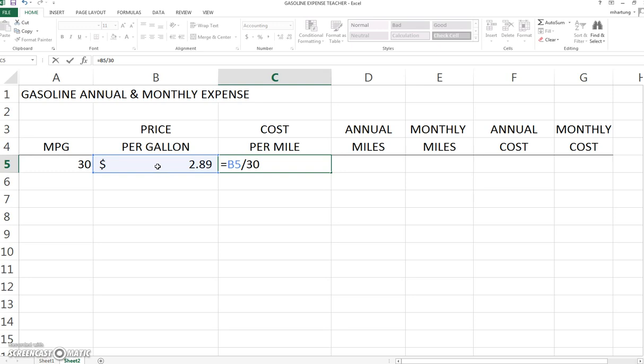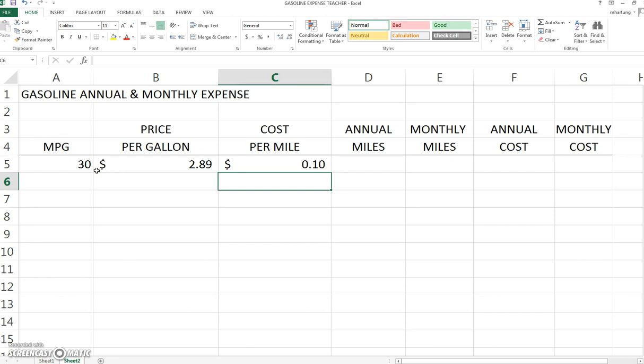The cost to drive 1 mile is your price per gallon divided by the miles per gallon. So on 1 gallon of gas, you can go 30 miles. How much will it cost me to go 1 mile? Well, let's find out. What did you get? 10 cents? Yep, 10 cents. So that's how much it costs to drive 1 mile.